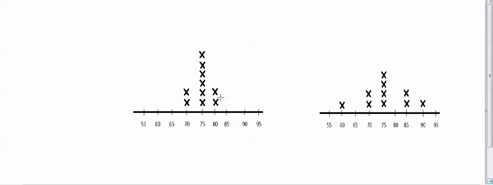So let's calculate the mean exam score of this class and the mean exam score of this class. To do that, we just have to add all of the numbers in the data set and then divide by the number of numbers. That gives us the mean. So let's find the mean of this first class. To find the mean of this first class, we need to add their 10 exam scores and divide the total by 10, because there's 10 of them.